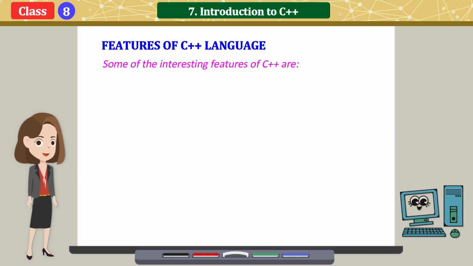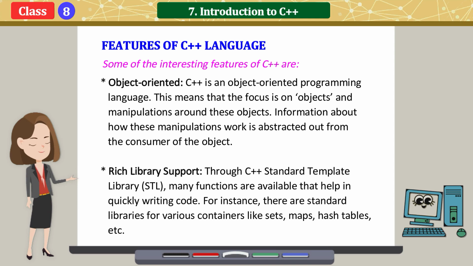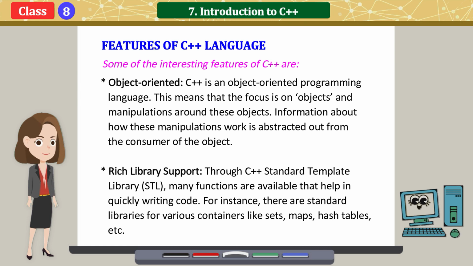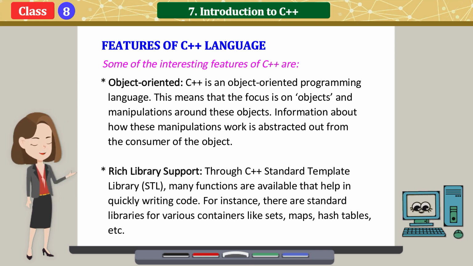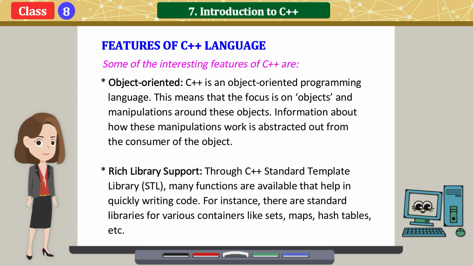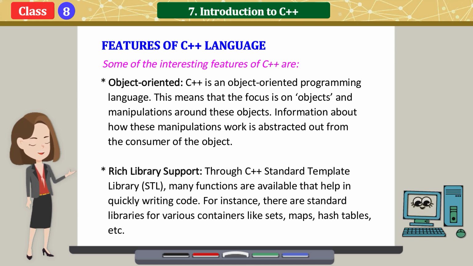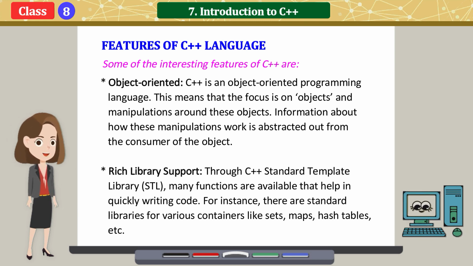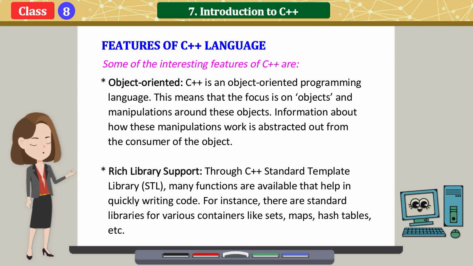Some of the interesting features of C++ are: Object-oriented. C++ is an object-oriented programming language. This means that the focus is on objects and manipulations around these objects. Information about how these manipulations work is abstracted out from the consumer of the object. Rich library support. Through C++ Standard Template Library, STL, many functions are available that help in quickly writing code. For instance, there are standard libraries for various containers like sets, maps, hash tables, etc.